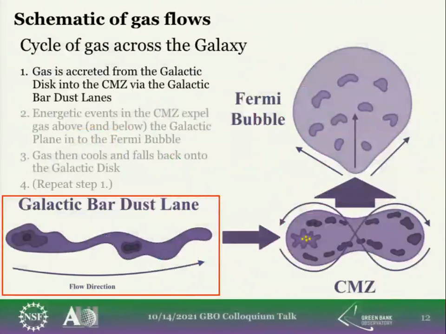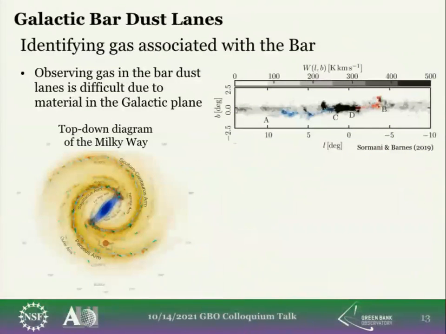All right, so for the first part of my talk, I want to focus mostly on the galactic bar dust lanes, since that's what most of my current research has been on in the last year or so. All right, so identifying gas that's associated with the bar. Identifying gas that's towards the galactic bar is really challenging.